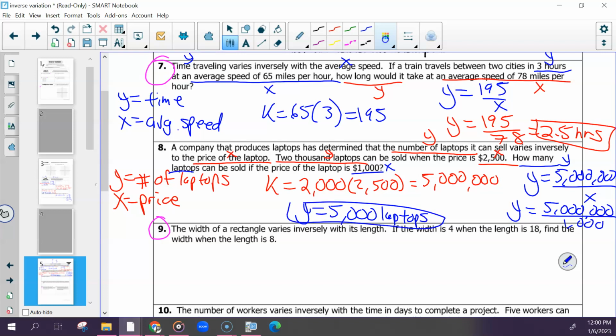You're more likely going to get bigger numbers with inverse than direct, because direct is dividing for the most part instead of multiplying. Yes and no. You might get big numbers for the k value here, but maybe not. It depends. Okay. Questions on 8?